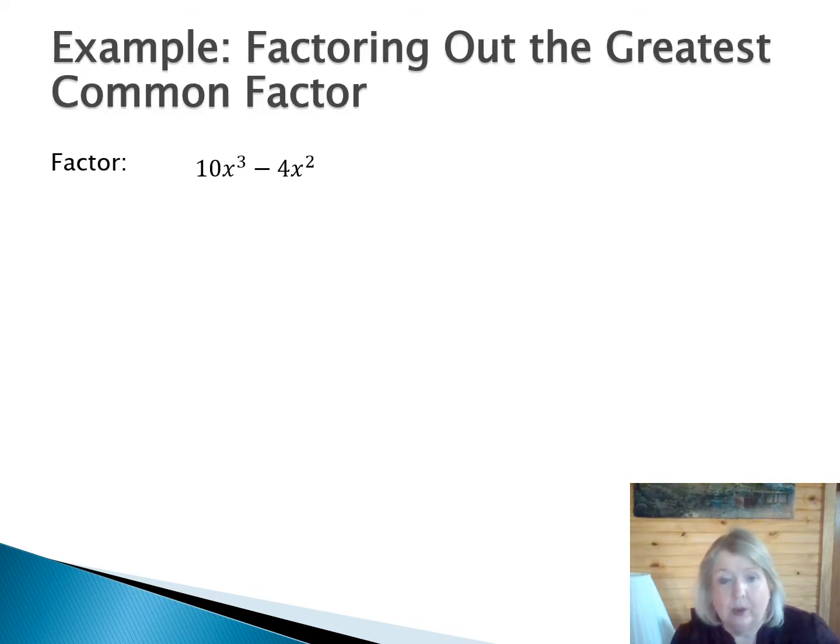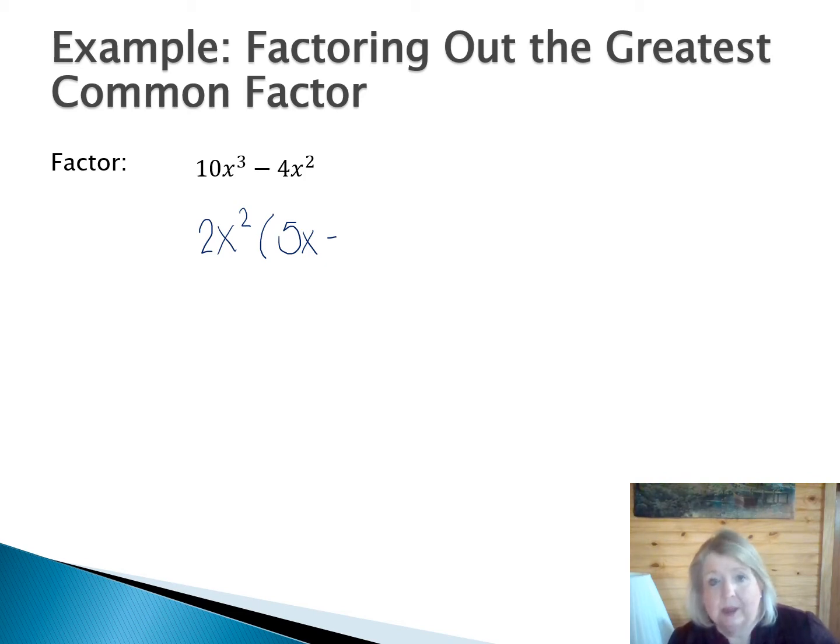So, for example, factor out the greatest common factor of 10x cubed minus 4x squared. Well, first I find the greatest common factor of 10 and 4, which is 2. Then I find the greatest common factor of the x's. In essence, that turns out to be the least exponent. Then I open parentheses and divide it out of each term. 10 divided by 2 is 5. And when you divide with a common base, you subtract your exponents. So 3 minus 2 is 1. I have an understood exponent of 1 on my x.